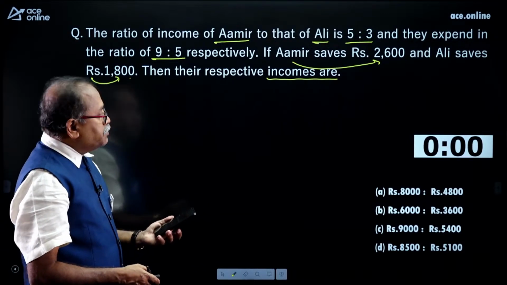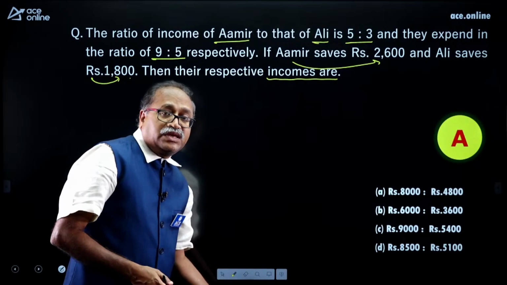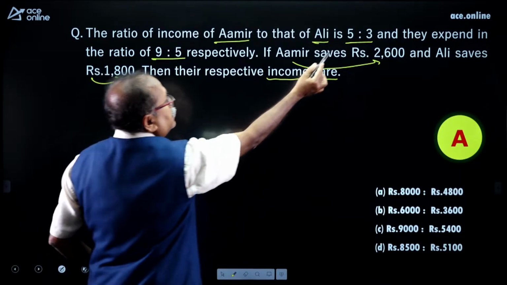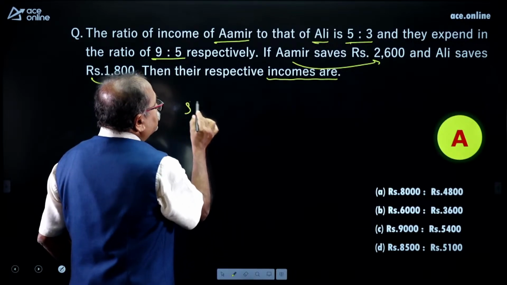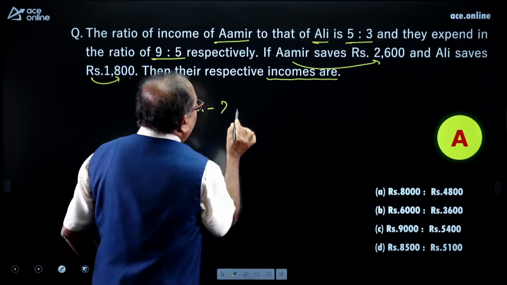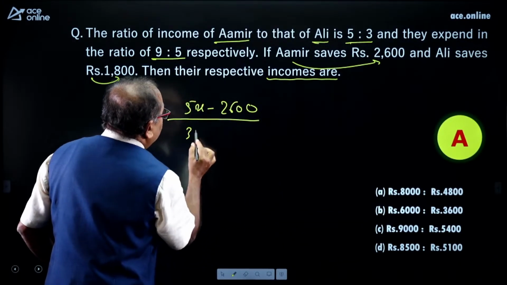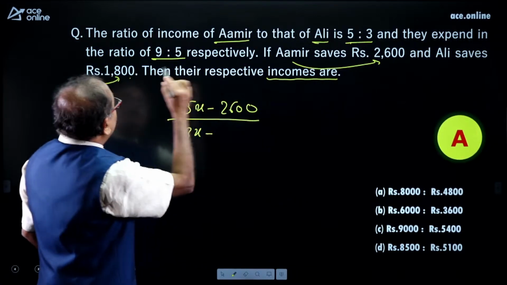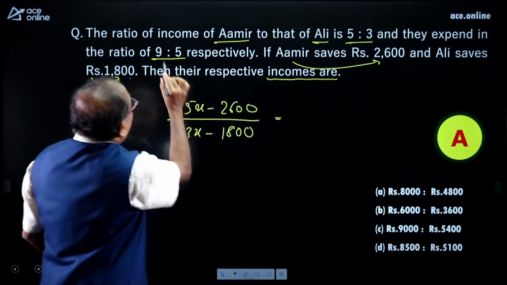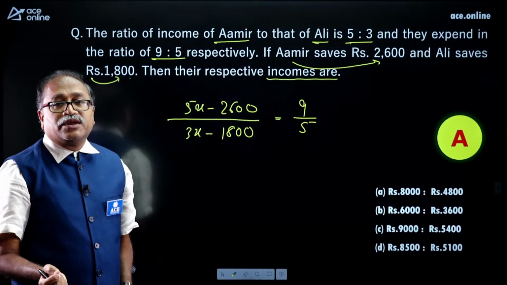And the time is up. Let me check your option. The option is A. If your option is A, that's correct. And what is the method over here? We go with the basic method in cases like this. That is 5x minus the saving 2,600, by 3x minus the other person Ali's saving 1,800, and this has become 9:5. By solving this you get the answer.